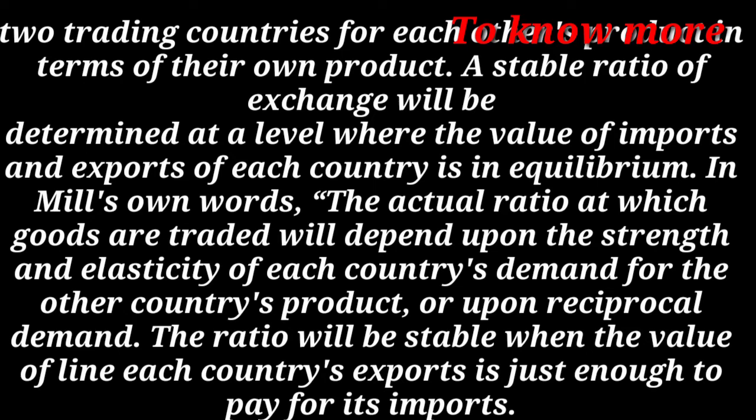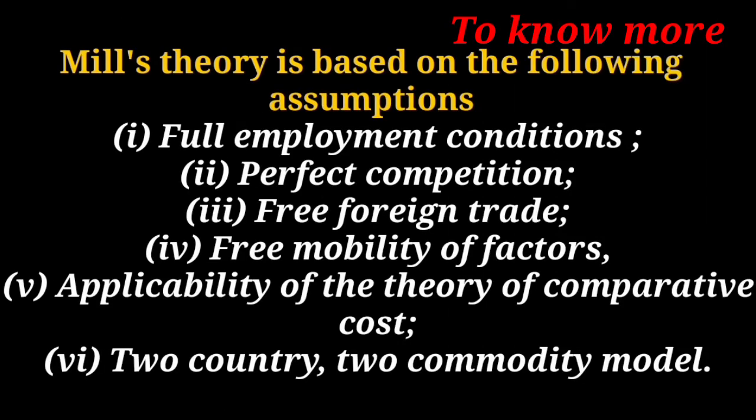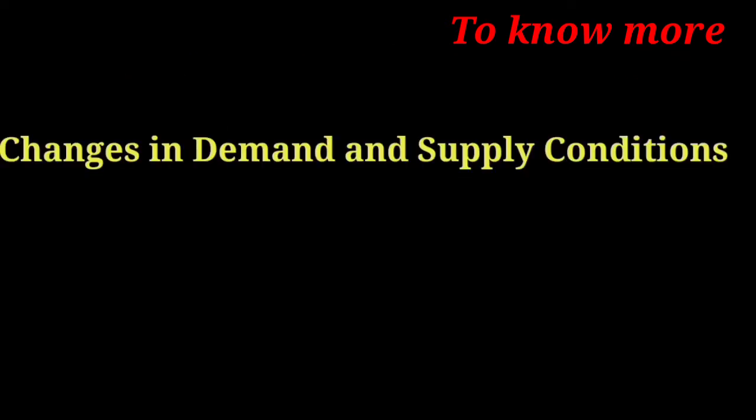Now I will also discuss the basic assumptions of Mill's theory. Generally, the reciprocal demand theory is Mill's theory. This theory is based on the following assumptions. First is the full employment condition, second is a perfect competition market, third is free foreign trade, fourth is free mobility of factors, fifth is applicability of the theory of comparative cost, and the last one is the two countries, two commodities model.